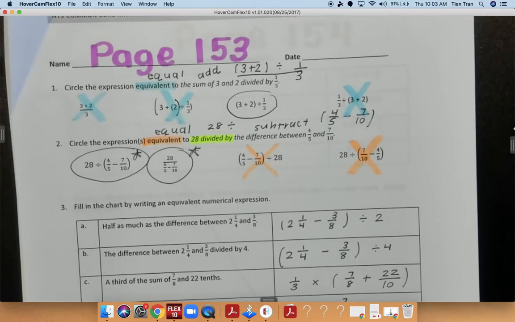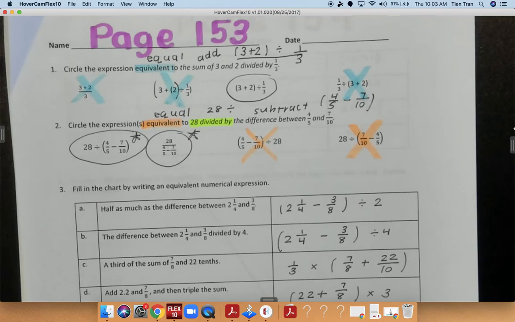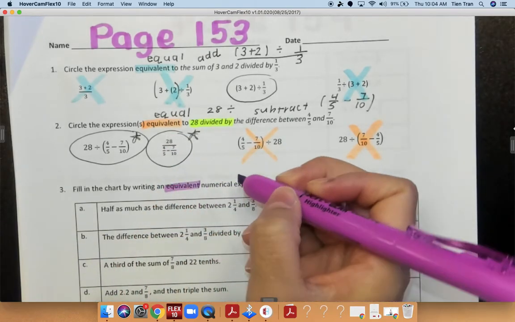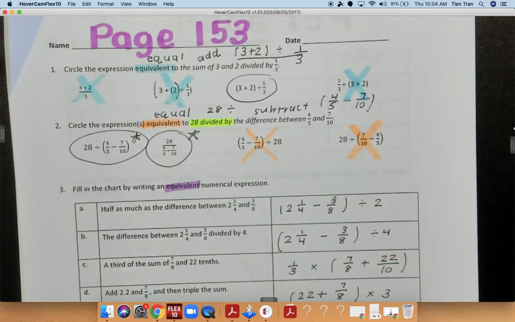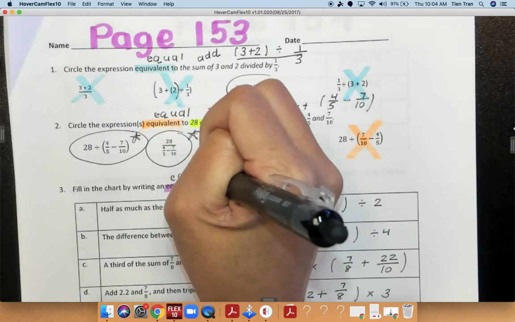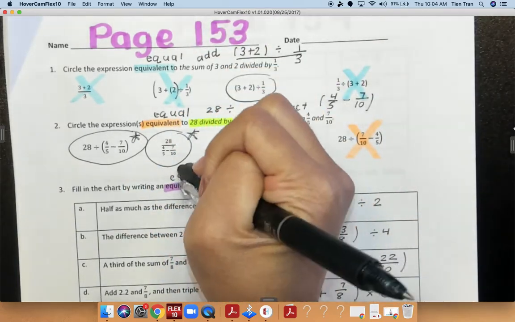Okay. Now for problem number 3, it tells me to fill in the chart by writing an equivalent numerical expression. So I am going to highlight that. The word equivalent means equal. Numerical expression means a number equation. So I need to look for something that is equal to the number expression. That looks like an A.